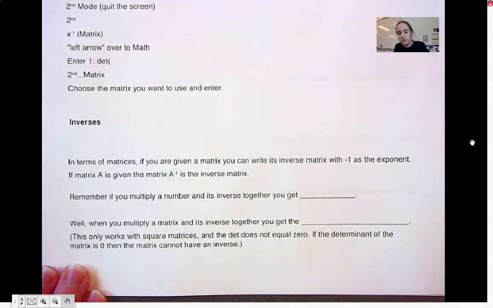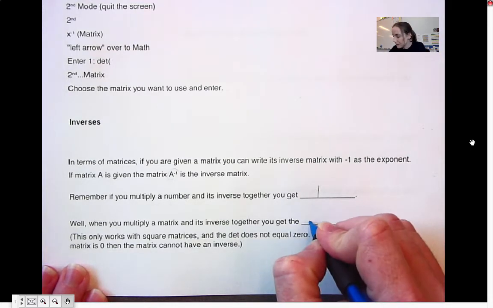Remember, if you multiply a number and its inverse together, you get 1, because 1 is the identity, okay? So you'll always get the identity. Well, think about this. When you multiply a matrix and its inverse together, you should get the identity matrix.